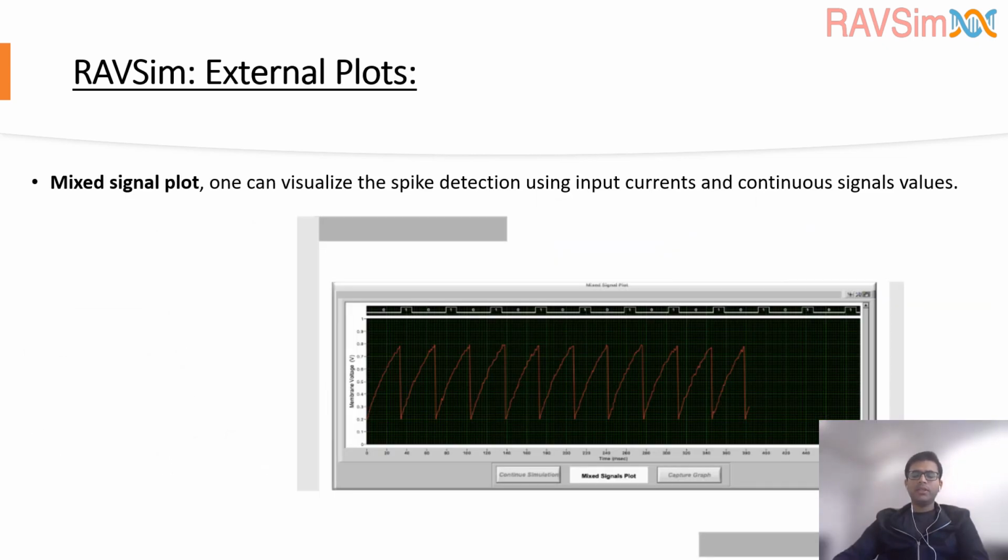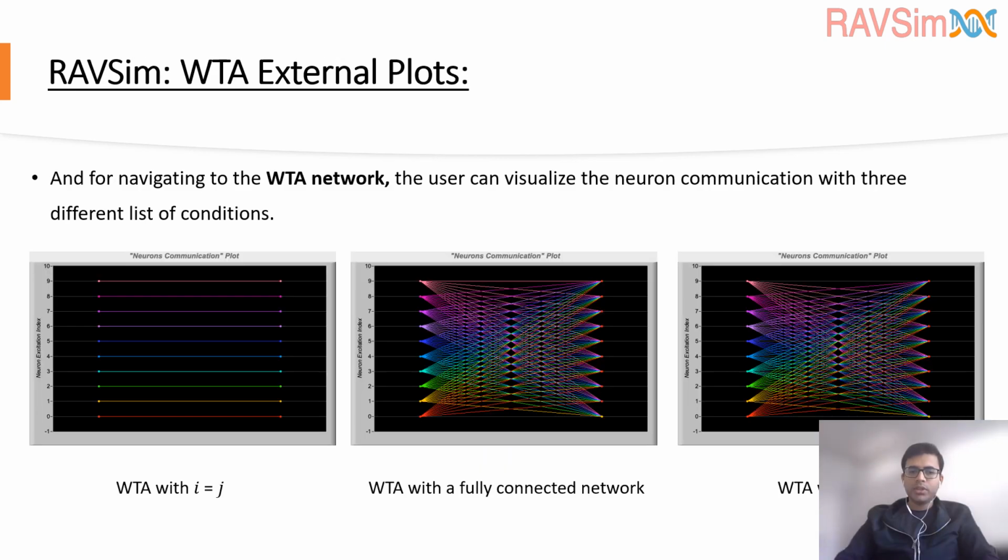In RAVSim, a mixed signal external plot allows the user to visualize the spike detection using input current and spike detection by using continuous signal values together in one single graph. It also allows the user to capture the graph for further documentation. By clicking on the continuous simulation, users are able to move back to the runtime environment. And for the VTN network, the user can visualize the neuron communication with three different lists of conditions: I equal to J, I not equal to J, and fully connected network.